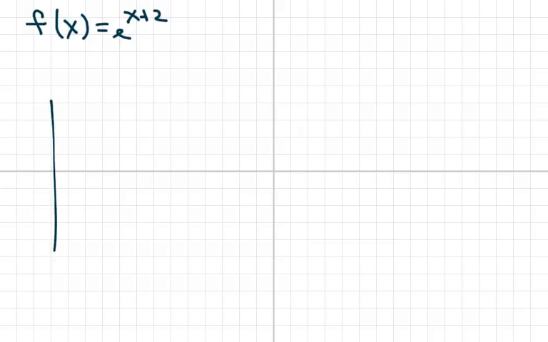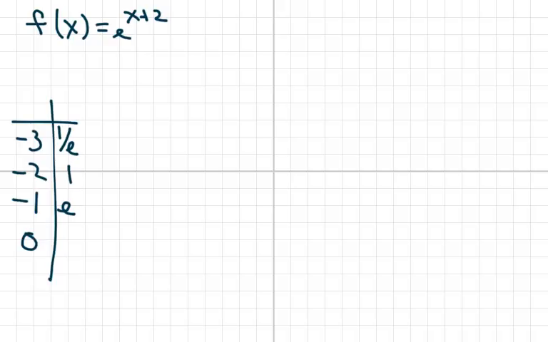47, we have a horizontal shift for e. So we're shifting everything over by 2. We're shifting it to the left by 2. So basically we use e to the x and we just shift everything over by 2. And we already did this in another video. So I'm just going to put some values: negative 3 would go to 1 over e. Negative 2 goes to 1. Negative 1 goes to e. And 0 goes to 7.39.